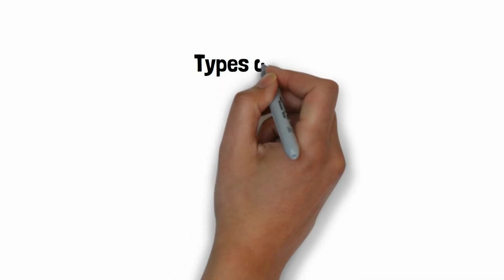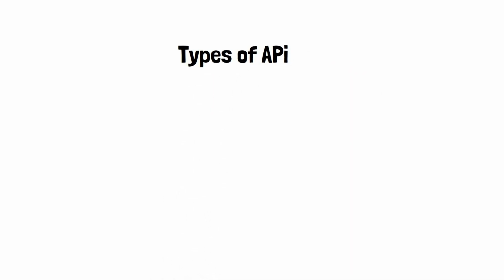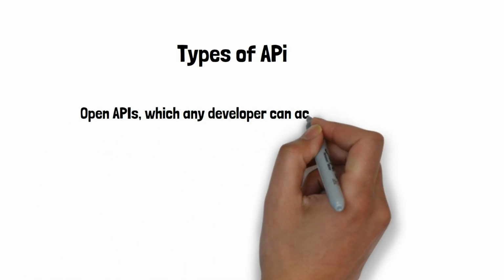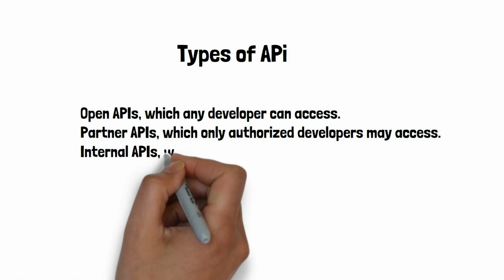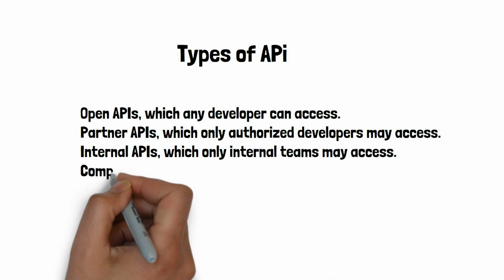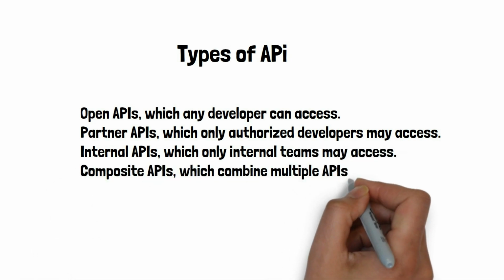There are different types of APIs. Open APIs are available to the public, internal APIs are used within an organization, and partner APIs are shared with specific business partners. Let's look at a specific example.